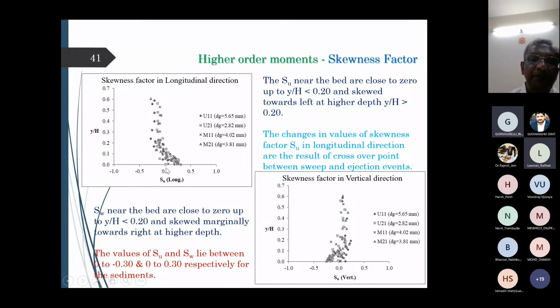If you draw a vertical line from here at 0.2, you can see the kind of variation we have. And this is the skewness factor in the vertical direction. Near the bed it is again close to 0, and then skewed marginally toward the right at higher depth. The value of SUSW lies between 0 to minus 0.3 and 0 to 0.3.